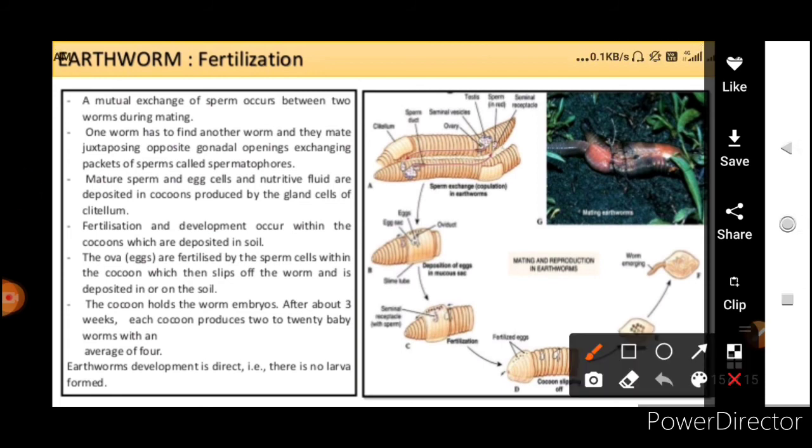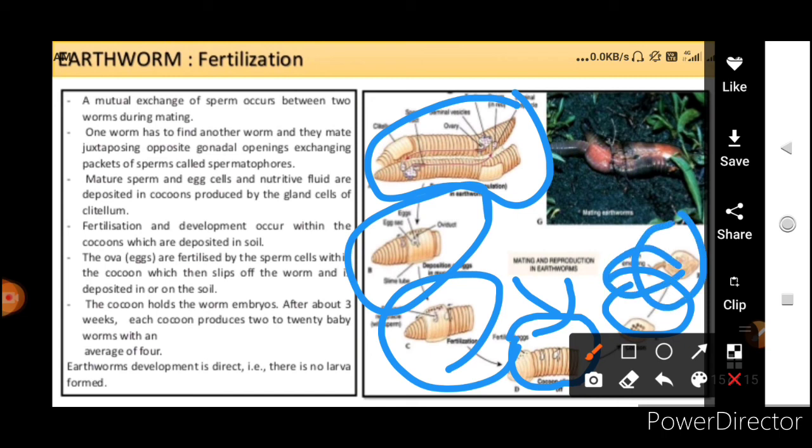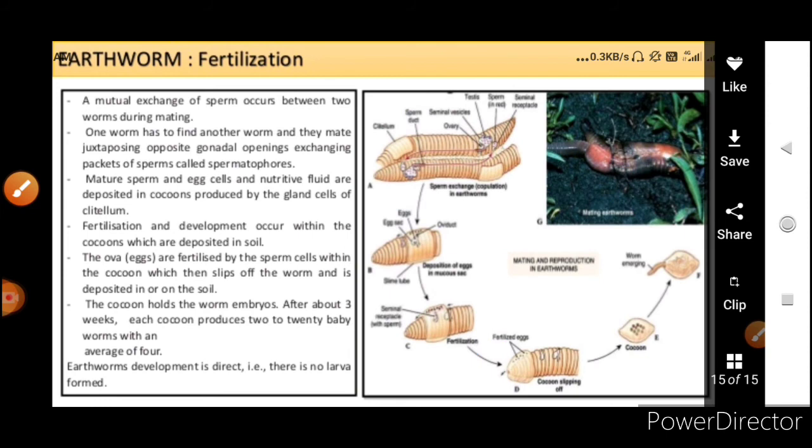So see here in the diagram, here they are exchanging the sperms, then deposition of egg occurs, then the cocoon is formed. Then this cocoon is released and fertilization takes place. Now this cocoon will hold the eggs for about 3 weeks and then the worm is emerging from here. So here you can see mating of the 2 earthworms.